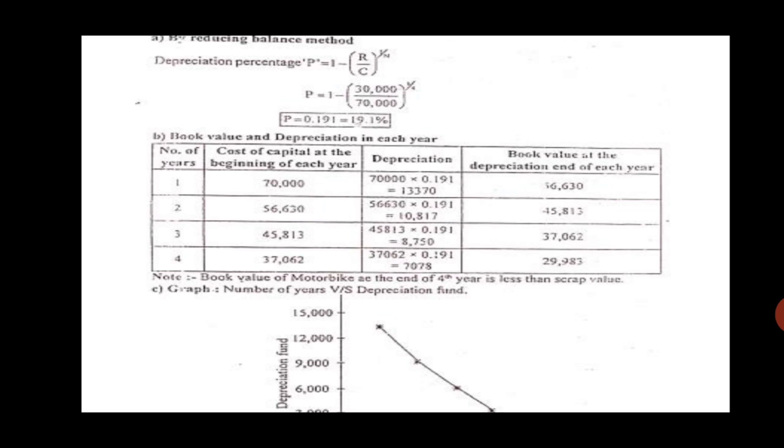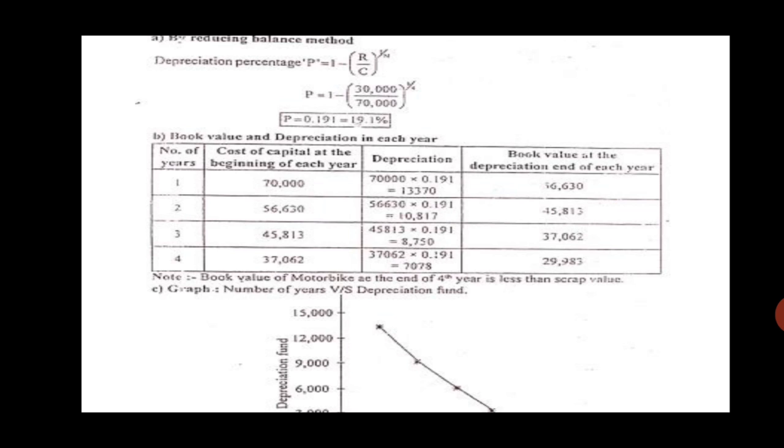Okay, this 56,630 becomes the capital for the next year. Second year, 56,630 is the capital. Then again we multiply this 56,630 by 0.191. You will get 10,817 rupees as the depreciation amount for the second year. So this 10,817 rupees we will deduct from 56,630, that you get as 45,813, and this is the book value at the end of the second year after removing the depreciation. And this book value after the second year will become the cost of capital for the third year.